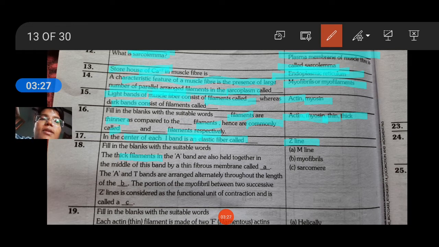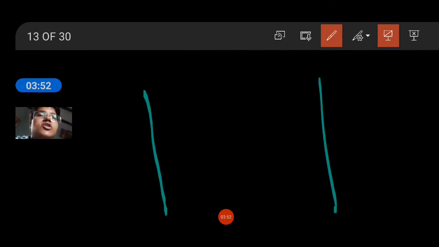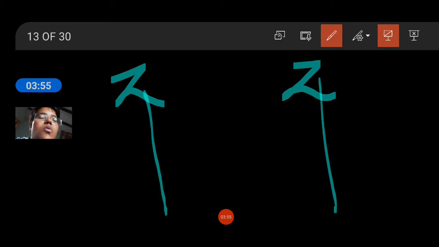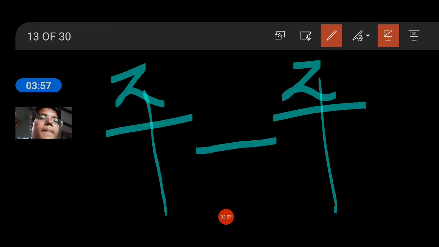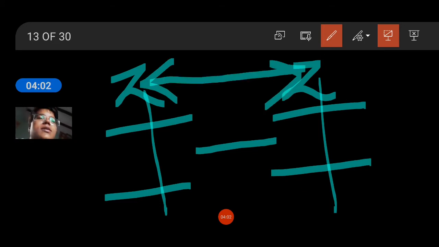The thick filaments of the A band are also held together in the middle of this band by a thin fibrous membrane called M-line. And A and I bands are arranged alternately throughout the length of myofibrils. The portion of the myofibrils between two successive Z-lines is considered the functional unit of contraction and is called a sarcomere. These are Z-lines. So this is what is called a sarcomere.